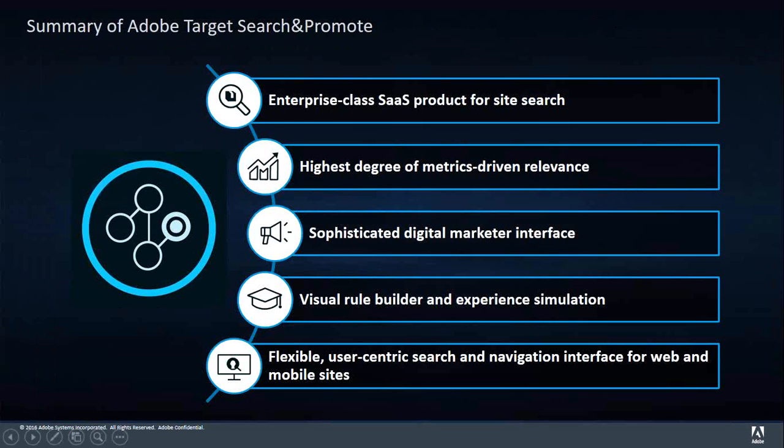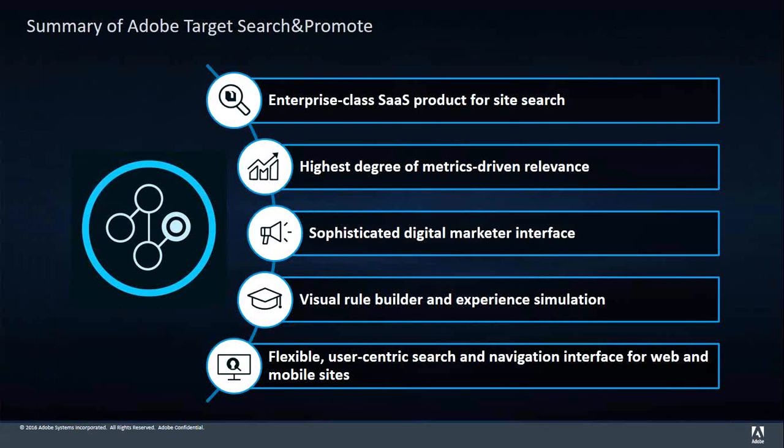It has a sophisticated digital marketer interface. This is the Visual Rule Builder. That is the best one. Seamless integration. Part of the product, you don't have to even think about this thing working. The thing works. That's simple. The Visual Rule Builder and experience simulation allow you to see in Search and Promote, before pushing the rules or the changes live, how they are going to display in the final page for the client.